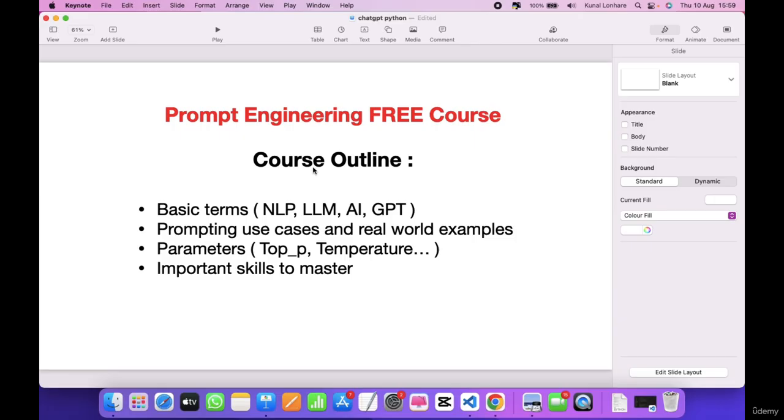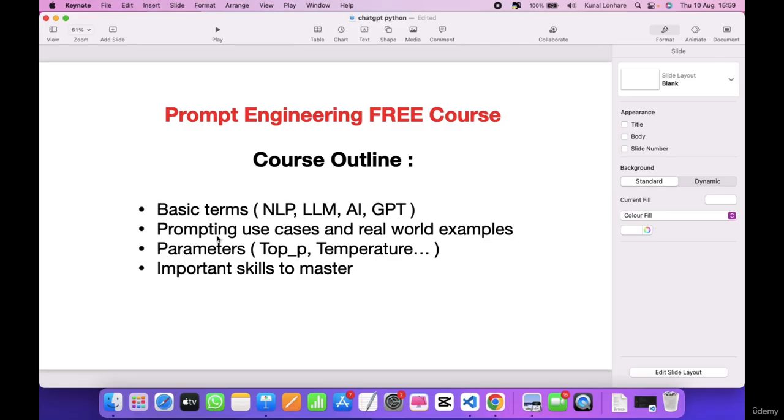Okay, so inside this course we are going to cover lots of topics. So what are the topics, or what will be the course outline? That is what we are going to tell you now. Okay, so first of all, my friends, we will understand some basic terms which we use in prompt engineering, and that is very important. First will be NLP, LLM, AI, GPT. Now, what are these terms and what is their meaning? That is what we will cover inside this course.